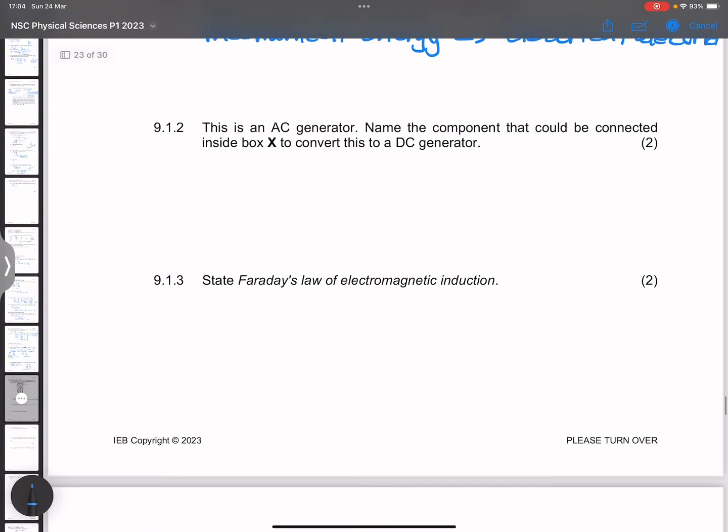They say this is an AC generator. Name the component that could be connected inside box X to convert this to a DC generator. Now remember, every time you want to convert from AC to DC, you would have to use a rectifier. In this case, we can use a rectifier circuit, or you can say a bridge rectifier. Remember, that's when you use diodes to rectify the circuit.